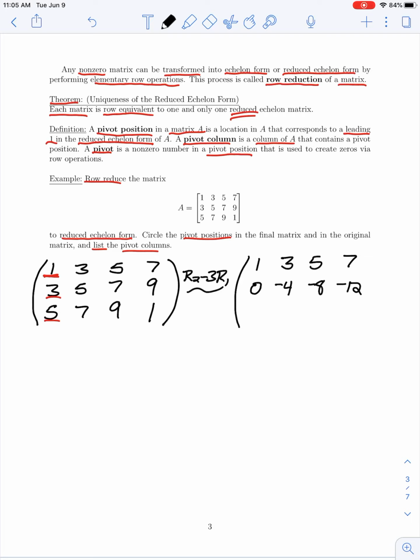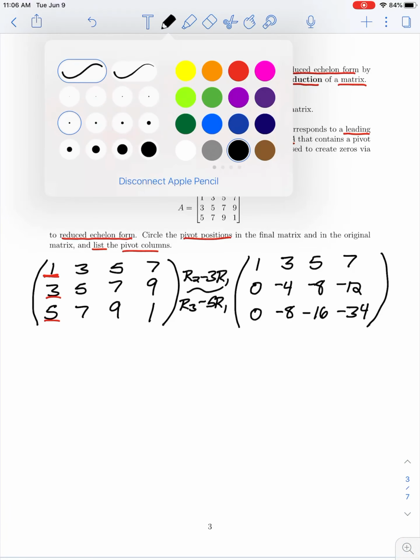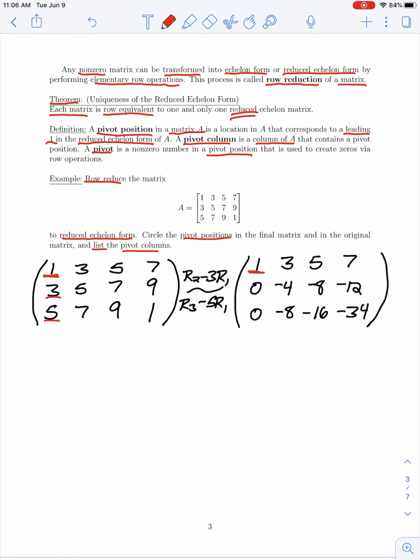And then in our third row, to kill off that leading 5, I could take row 3 and subtract from it 5 times my first row. So that makes my third row 0, -8, -16, and -34 when we perform this operation. So now my first column looks exactly like what I want. I have a 1 for the lead position in the first row and zeros below it. So now let's move to our second column.